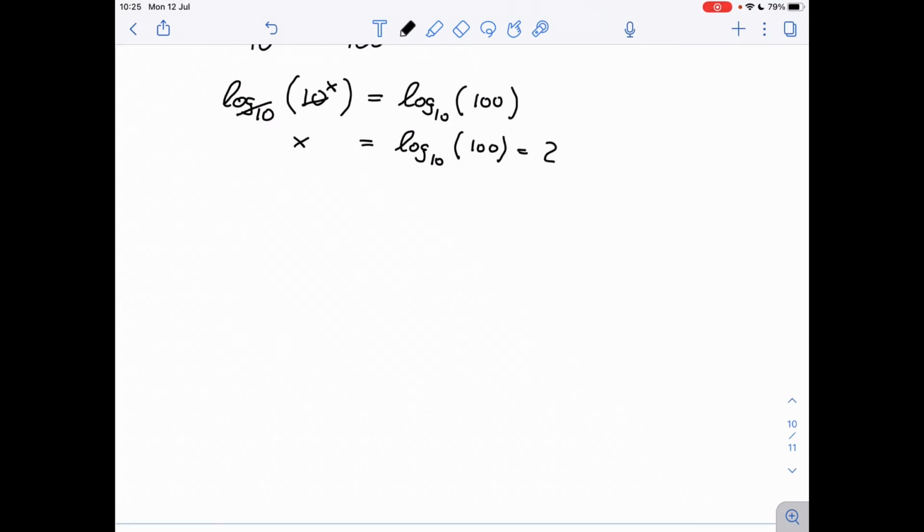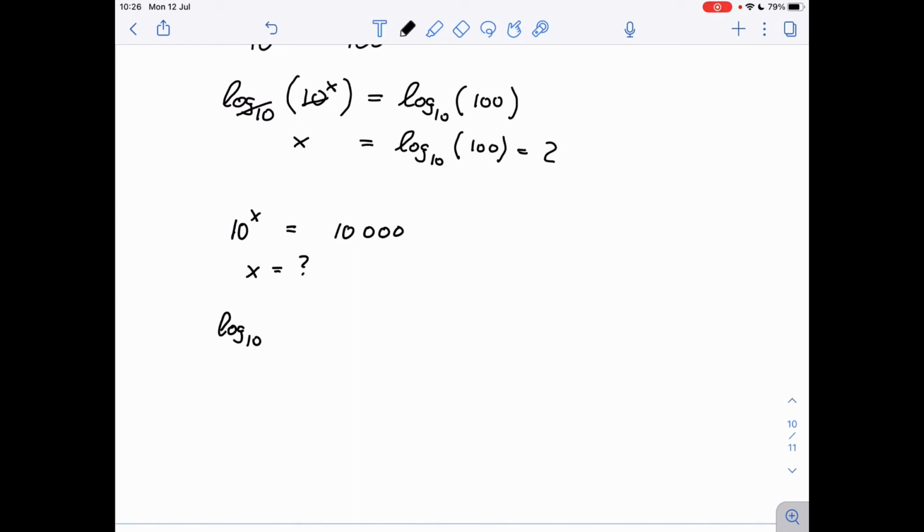Now let's look at another example. Say we have 10 to the power of x equals, say, 10,000. And again, we want to find out what x is in this case. So x equals, well, that's what we need to find out. And now we know how we do this. It's very simple.